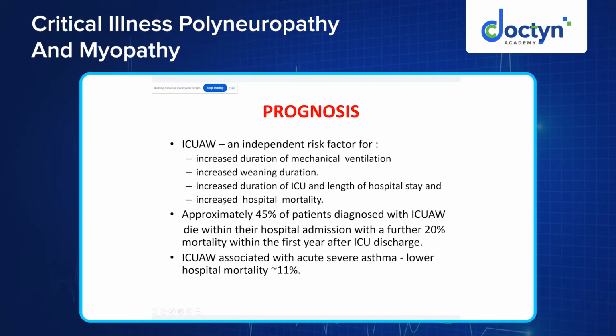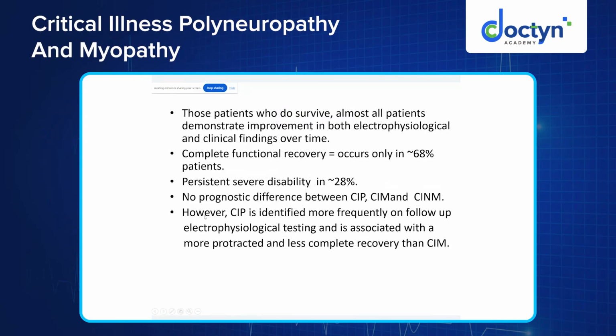When we talked about the prognosis, 45% of the patients diagnosed with this die within their hospital admission, with a further 20% within the first year after ICU start. So big number. An ICU-acquired weakness with severe exacerbation, which we have discussed previously only, with a mortality of almost 11%. Persistent severe disability is being seen close to 28%, and complete functional recovery occurs in almost about 68% of the patients only.